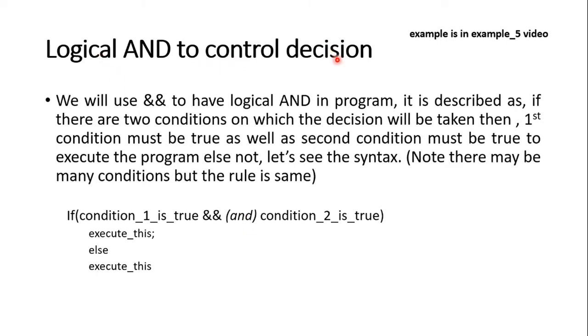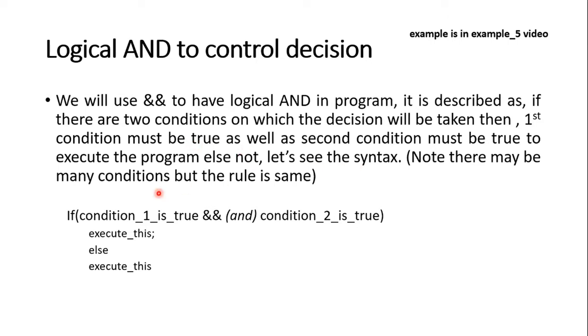Logical AND to control decision. We will use this type of sign to have logical AND in our program. It is described as: if there are 2 conditions on which the decision will be taken, then the first condition must be true as well as the second condition must be true to execute the program. Else the program will not be executed and it will move to the else part.